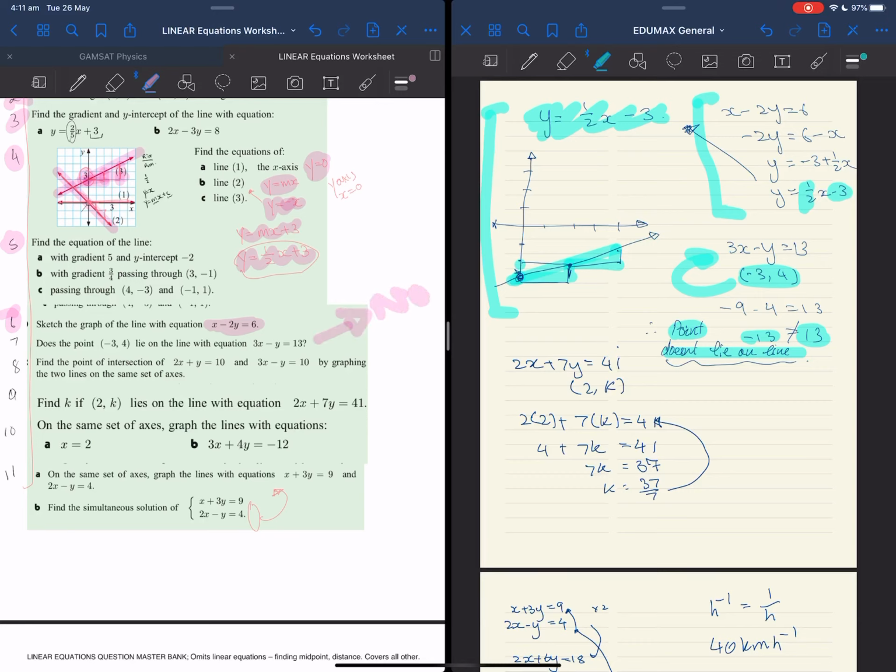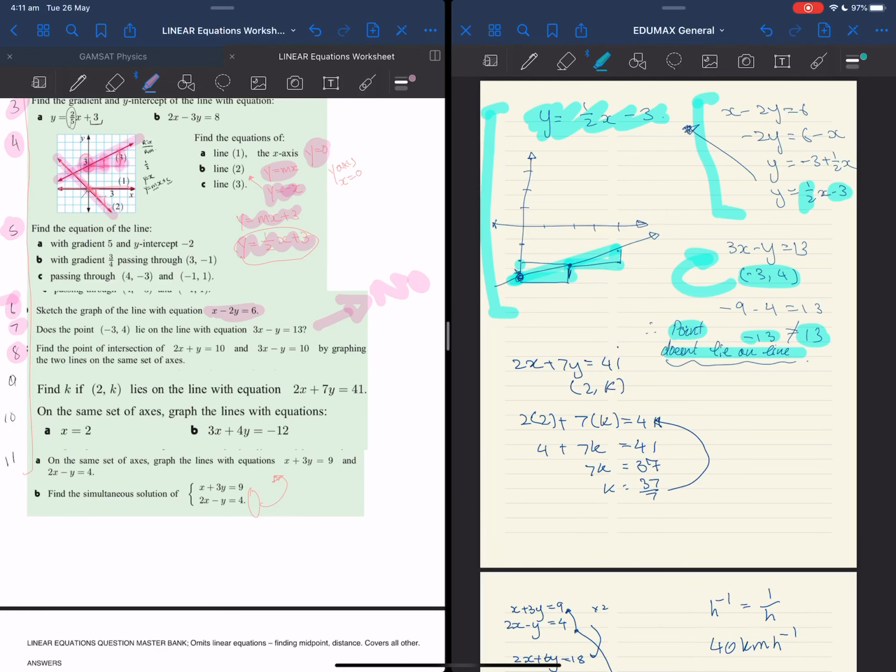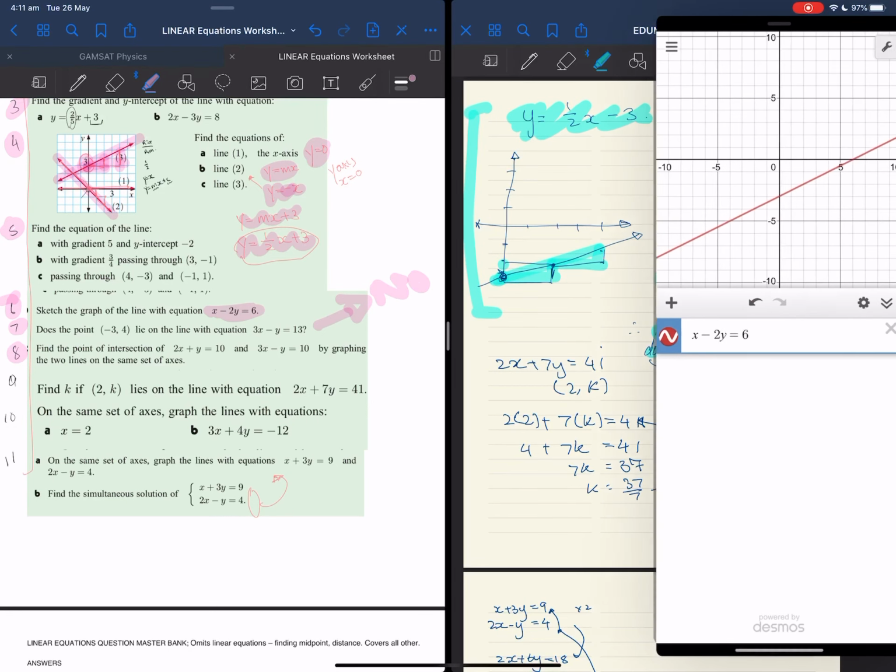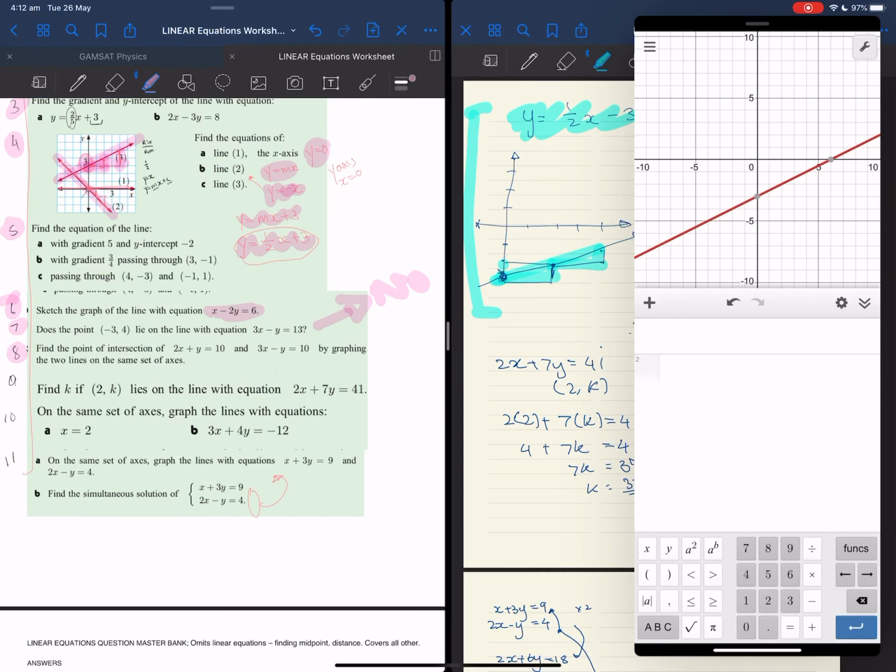Okay, great. So what are we up to now? Find the point of intersection of this and this by graphing. Same thing, I'm just going to do it for you guys. 2x plus y is equal to 10, and the second one is 3x minus y is equal to 10.